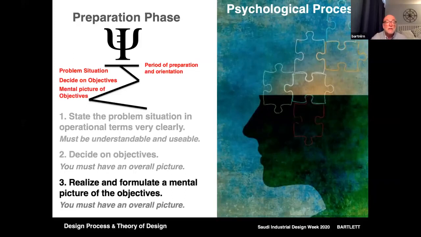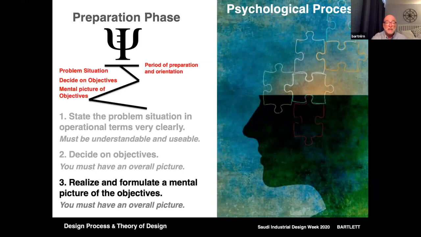The third one is you realize and you formulate a mental picture of these objectives. So what is this going to look like? What are we solving here? I'm not giving any example of a problem. Probably should have, but I want to just understand this basic model here of the psychological process.